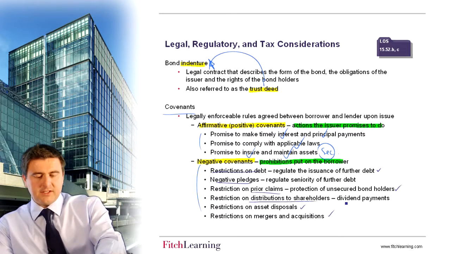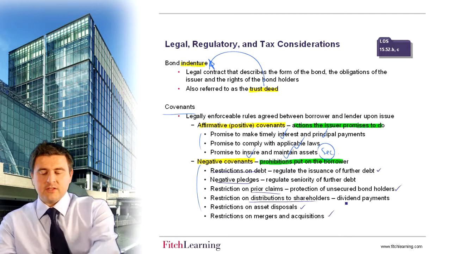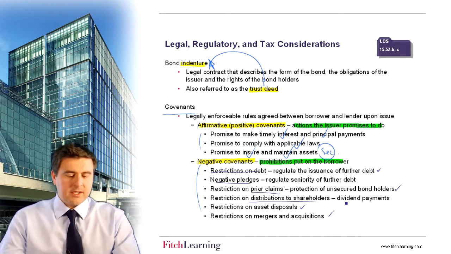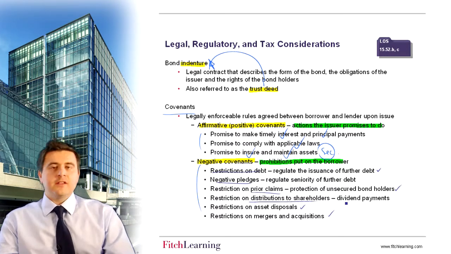So we'll find that obviously the covenants could be both affirmative and negative, and just making sure that you can identify the difference between affirmative and negative. Affirmative promises to make, negative suggesting that they put prohibitions on the borrower, things they will not do.